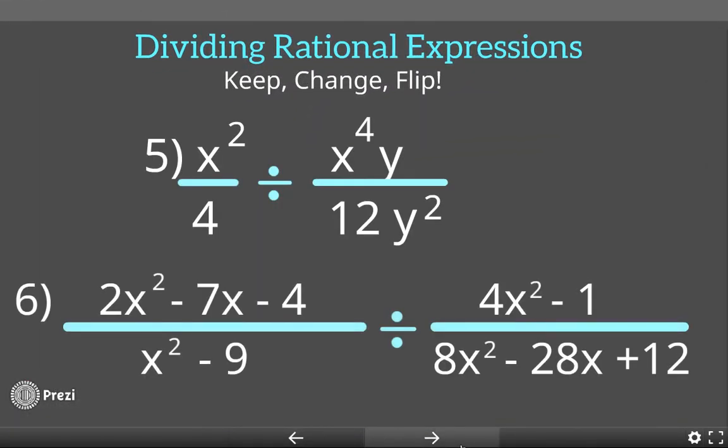Okay, so we have two nifty example problems, 5 and 6. To see how similar dividing is to multiplication, go ahead and pause the video and watch example problems 5 and 6.